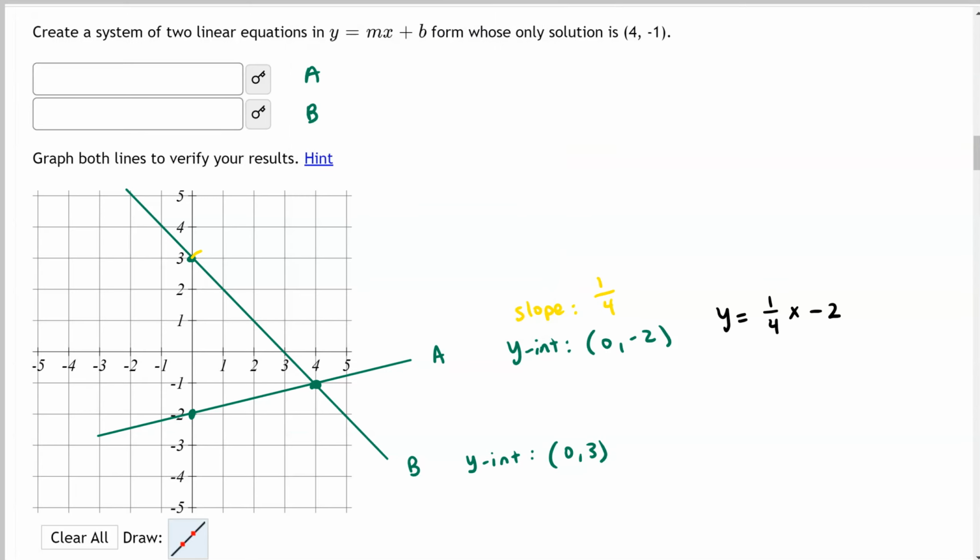So starting here, we would go down 1, 2, 3, 4 units, and then right 1, 2, 3, 4 units. So our slope is going to be -4/4, which simplifies to -1. That tells us that the equation would be y equals -x plus 3. So those are the equations that I'm going to enter into this box here.